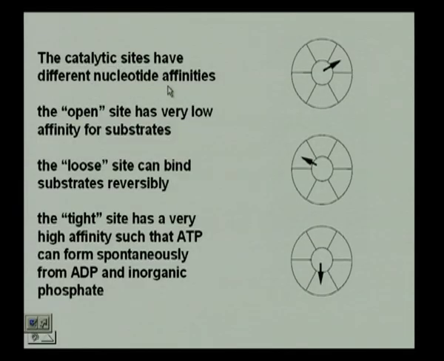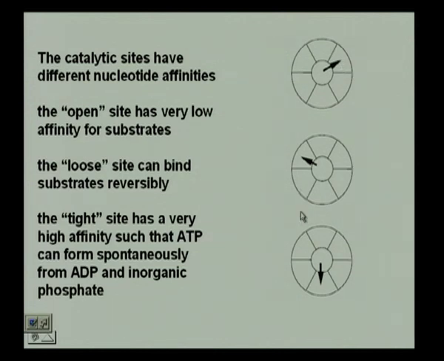Okay? So, we have different nucleotide affinities: the open site that has low affinity for the substrates, the loose site that can bind them reversibly, and the tight site which has high affinity such that ATP forms spontaneously from this. So, this would be the shifting of the, it goes in anti-clockwise direction.